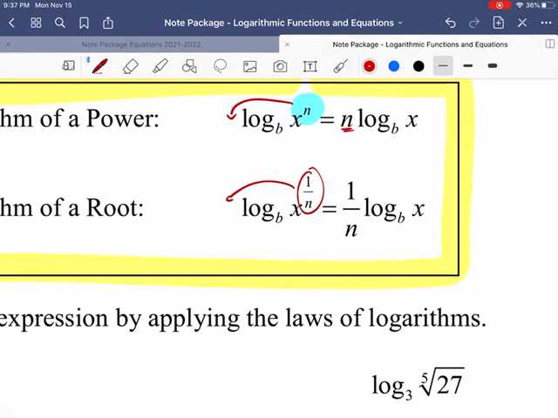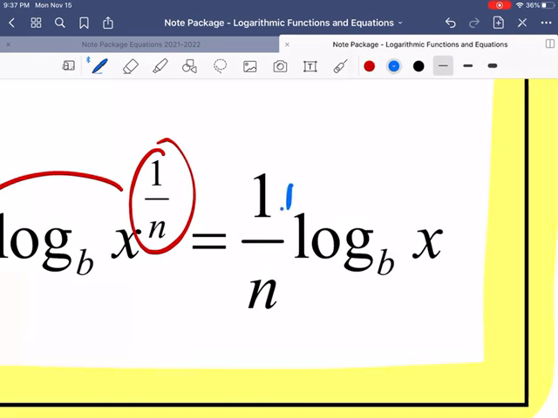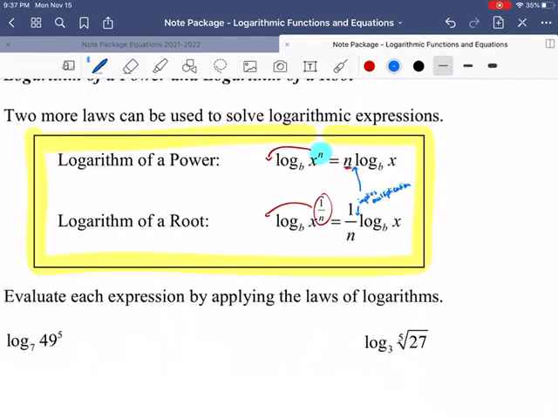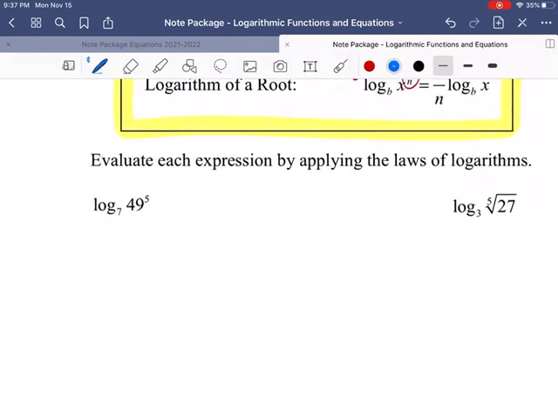And this implies multiplication for both cases. Okay? It implies multiplication. So let's do something here. We have this little exponent here. So what we're going to do is we're going to bring that down to the front, and you're going to get 5 log 7 of 49. Well, this log 7 of 49 we can evaluate to just 2. So 5 multiplied by 2 is 10.